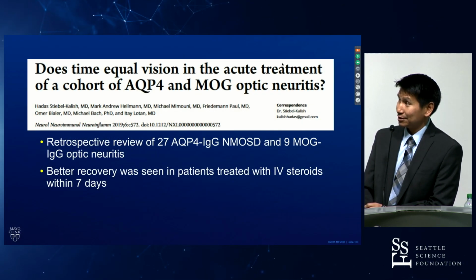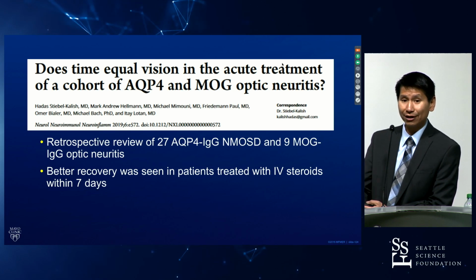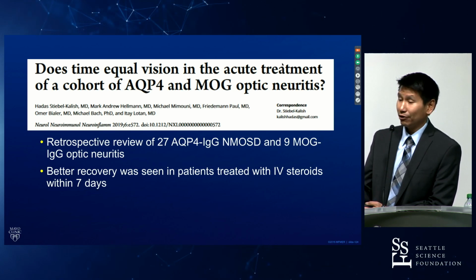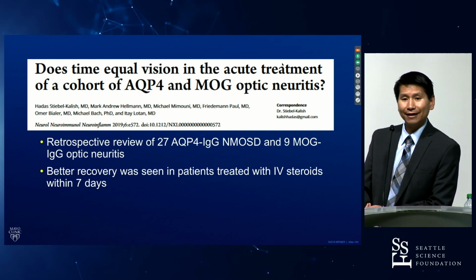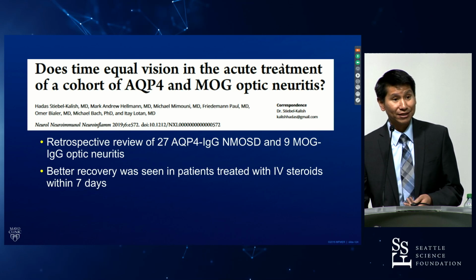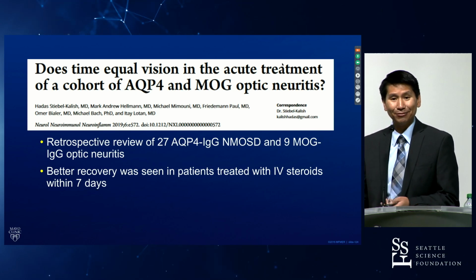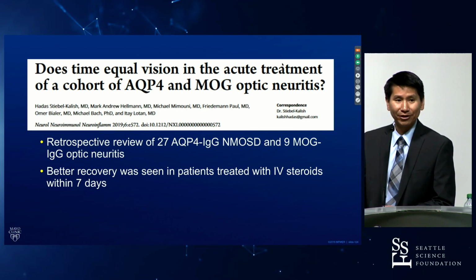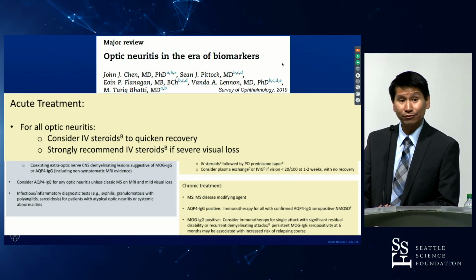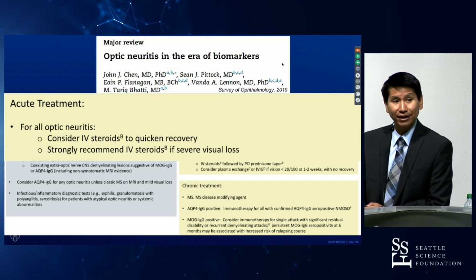This was a study that was recently published by Stiebel-Kalish and others, and they retrospectively looked at patients with aquaporin 4 and MOG optic neuritis, and they found that better recovery was seen with earlier treatment, within 7 days. So if you've got a patient who comes in with light perception vision and you're waiting for those antibodies to come back, you're going to miss that window of 7 days where they found that recovery is better. So again, for any patient with severe optic neuritis, we just recommend IV steroids early on. So it's a little bit of a change from the Optic Neuritis Treatment Trial.